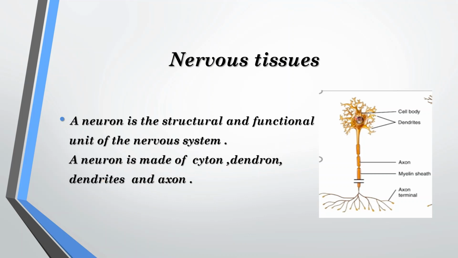Here in the middle is the cell body or the cyton. The cell body branches to form dendrons. These dendrons further branch to form dendrites. The longest dendron is axon. Axon further divides to form axon terminals or axon endings.